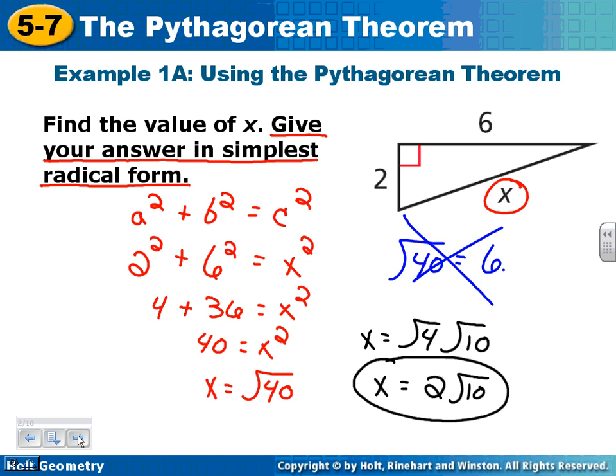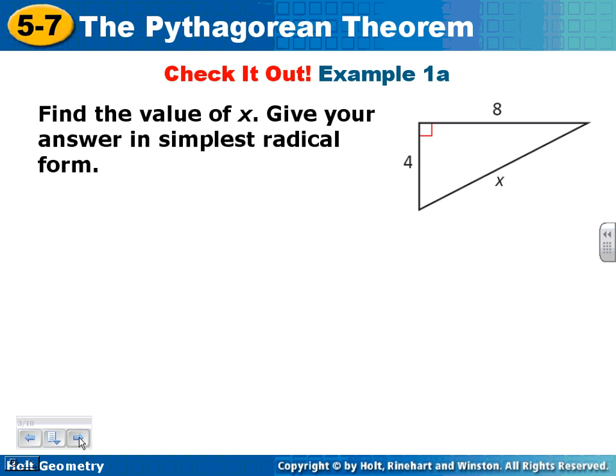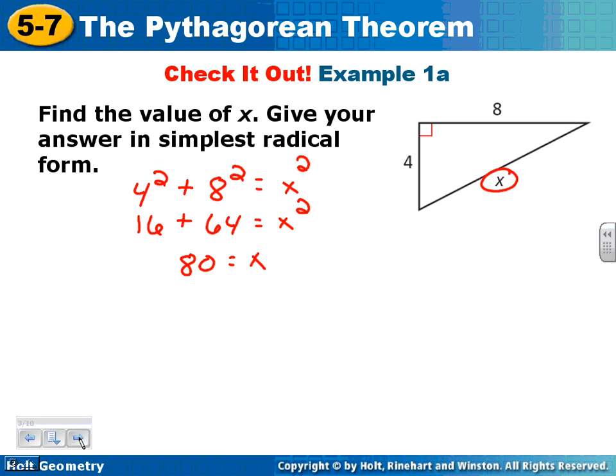Let's try the next one, slide 3. Find the value of x, give your answer in simplest radical form. Again, I'm going to circle the longest side. That's my x again. So it's very similar to the previous problem. 4 squared plus 8 squared would be x squared. 16 plus 64 is x squared. Add together to make 80 is x squared. And so x really is the square root of 80.